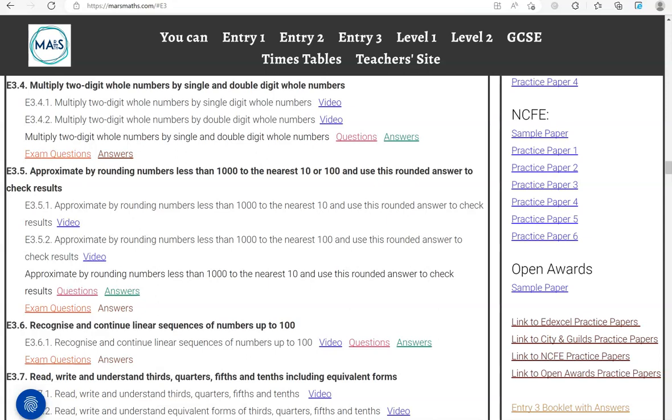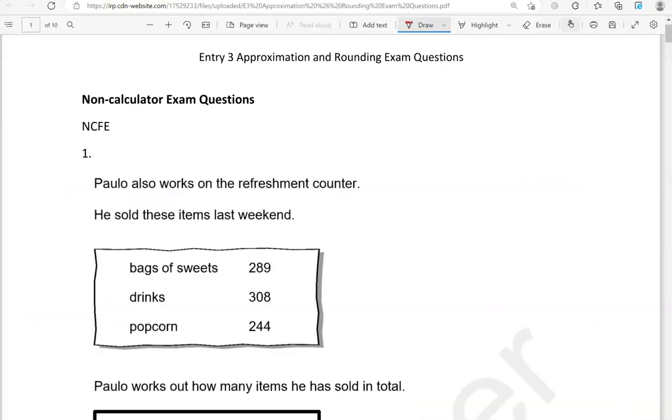In this video, we'll go through the exam questions that cover the criteria approximate by rounding numbers less than 1000 to the nearest 10 or 100 and use this rounded answer to check results. You can locate the questions on the mathsmaths.com website under Entry 3. The questions come from different exam boards. We'll start with the non-calculator questions and then we'll move to the calculator questions.